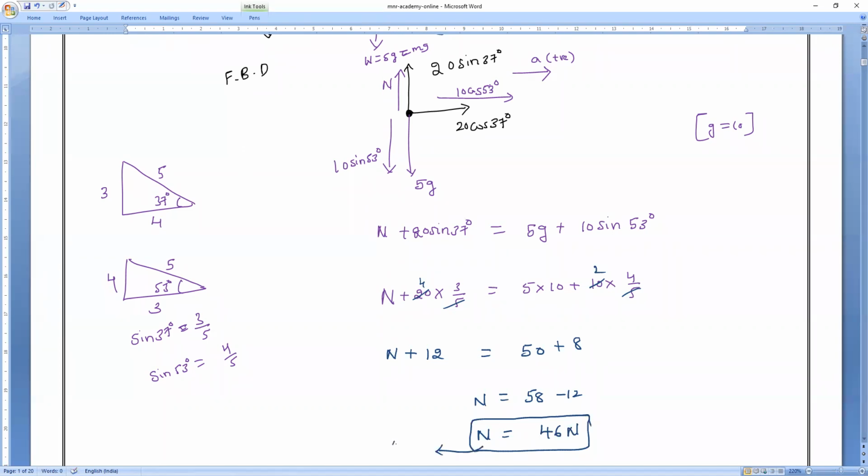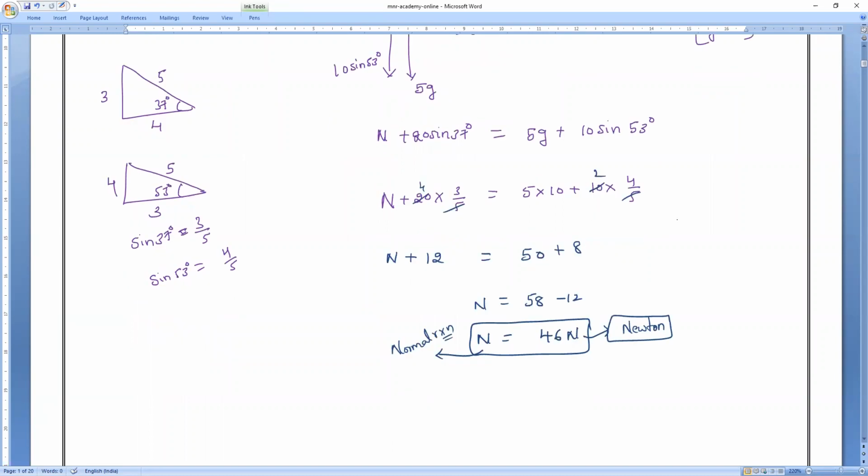See, this N is a normal reaction. Keep it in mind. But this N is what? Force unit, Newton. So please remember that. Have you all got N? Everybody clear? Do you understand? So next, what else can we do?